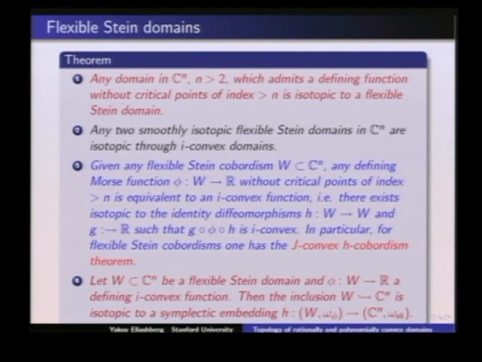And the last thing: if you have a flexible Stein domain and you take any defining I-convex function, then this inclusion W in C^N is isotopic to a symplectic embedding. This is exactly the property which, if you remember, I needed in terms of this criterion. So in particular, this would allow me to realize it as a rationally convex domain.